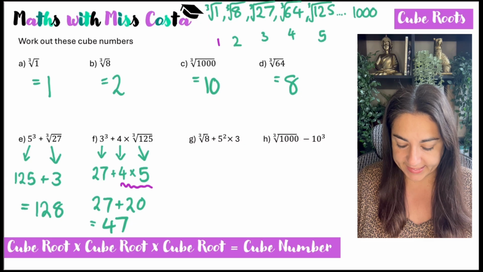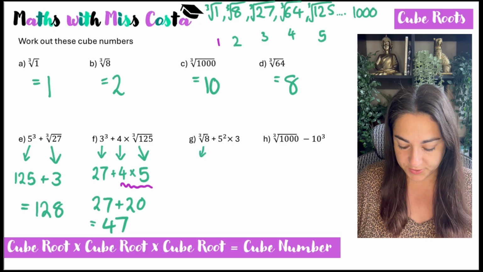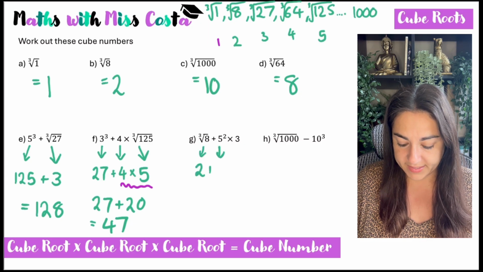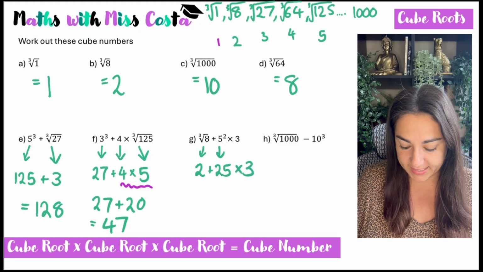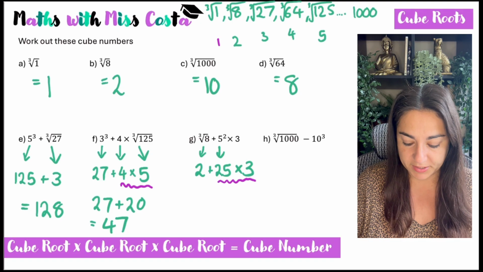Okay, next let's do the same here. Cubed root of 8 is 2, 5 squared is 25, and I'm timesing that by 3. Again, multiplication comes before addition, so I'm going to do that bit first.